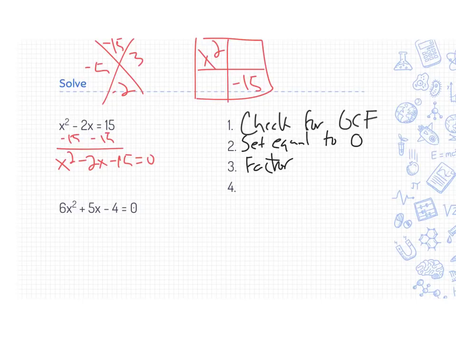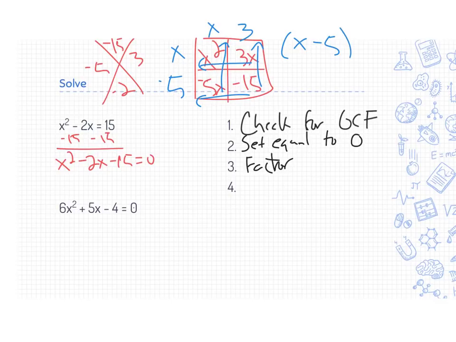Make sure to use the end result where it's set equal to 0, so that gives us the negative 15 instead of the positive 15. And then you get negative 5x and 3x. So pull out our GCF, which is negative 5 in that case, x in this case, x in that case, and 3 in that case. So then we get x minus 5 and x plus 3.